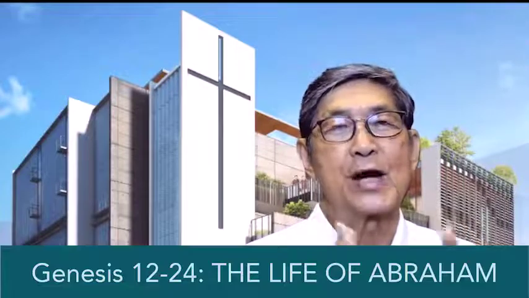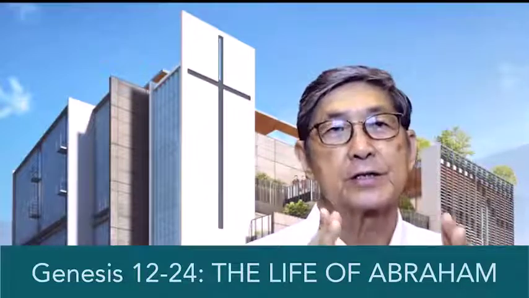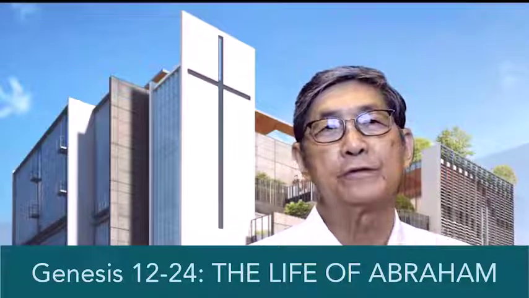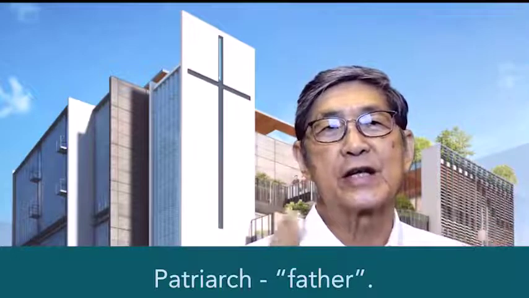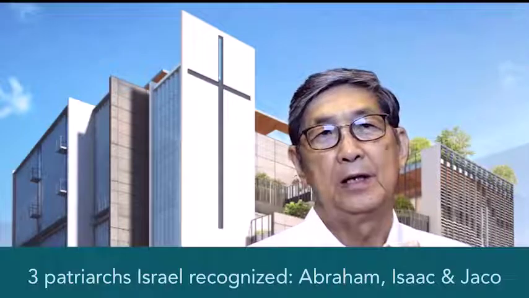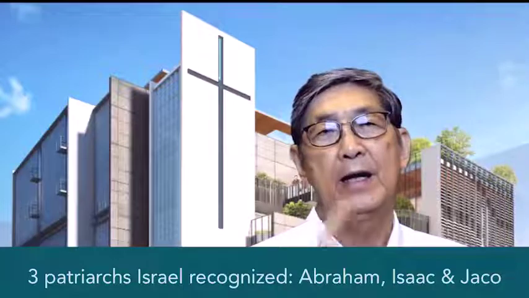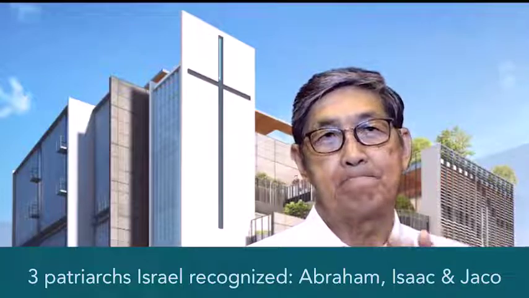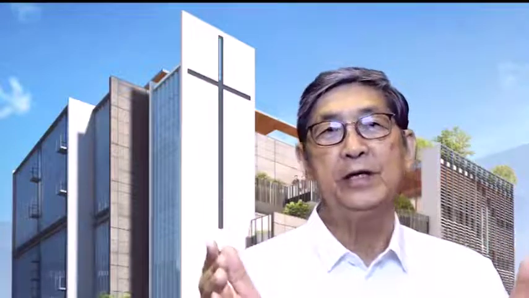Today we're going to start our study on the patriarchs. And this study is from Genesis 12 to 24. What are the patriarchs? Patriarchs is just another word for fathers. The Israelites reckoned they had three patriarchs: Abraham, Isaac, and Jacob. The book of Genesis, from chapter 12 to Genesis 50, covers four personalities, not three.